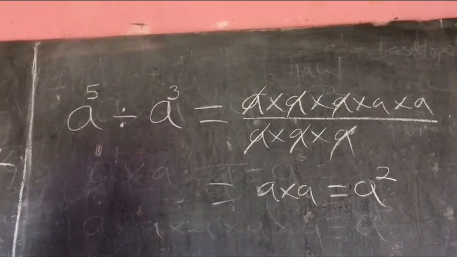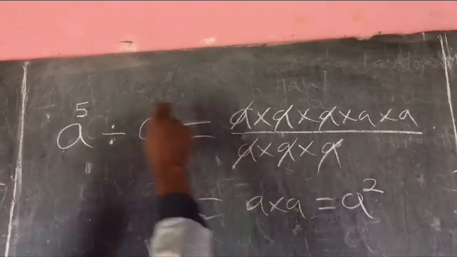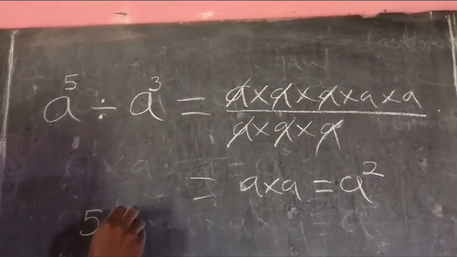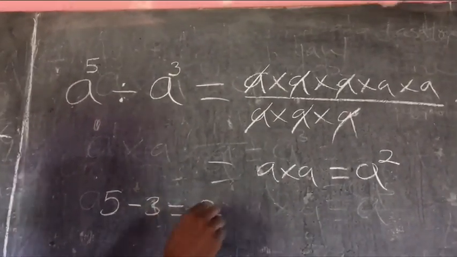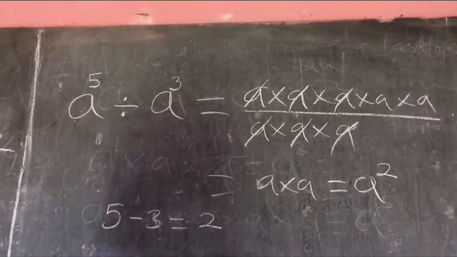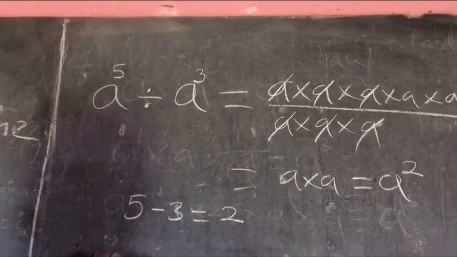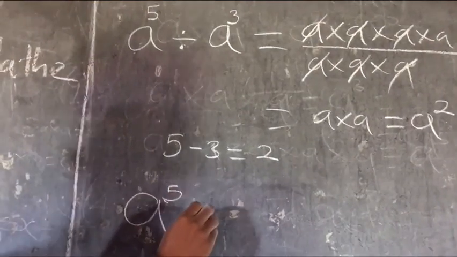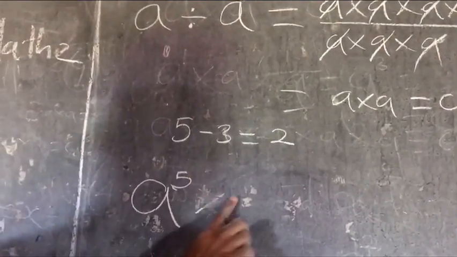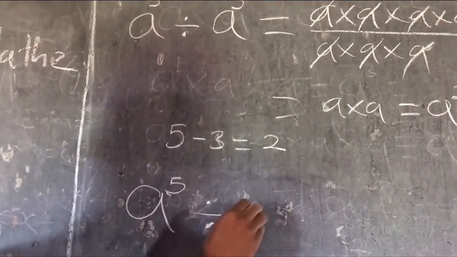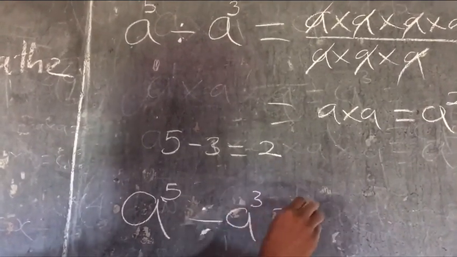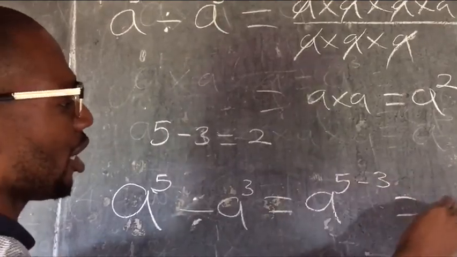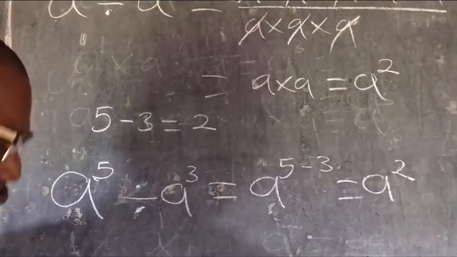Again, if we check the relationship between these two powers, if I take away 3 from 5, I get 2. From here, we can say if a raised to power 5 is divided by a raised to power 3, it means I just take a raised to power 5 minus 3. You will just give me a raised to power 2.